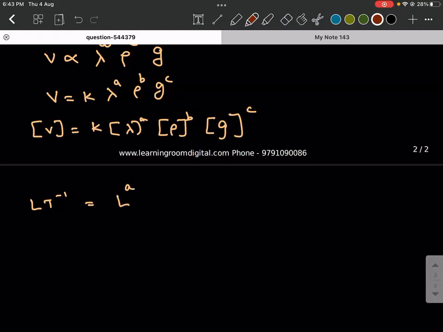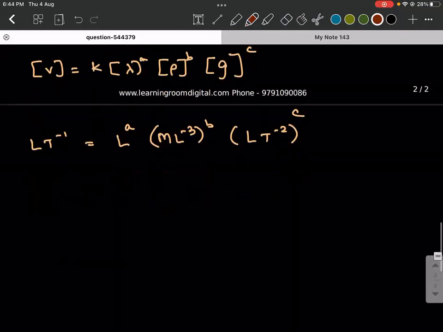What is the dimensional formula of density? Density is mass by volume. So M L power minus 3. g is acceleration. Acceleration is meter per second square, so LT minus 2 to the power C. So LT minus 1 will be equal to, or I'll write M first.